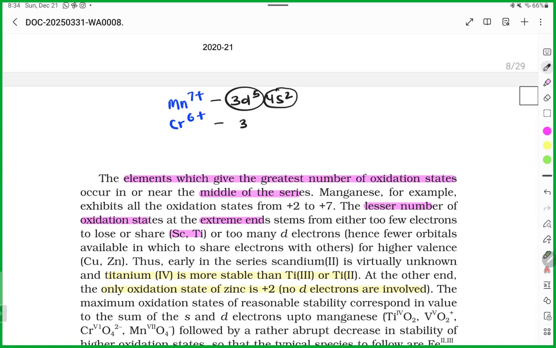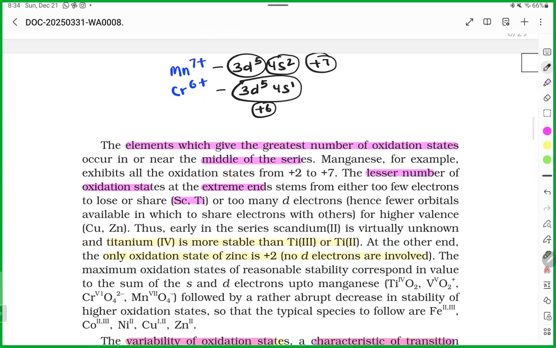Same here, 3d5 4s1. All six are unpaired. So that's why you can see here maximum +6, here maximum +7. Makes sense? Number of unpaired electrons. On the extreme end, it is less. Why? Because electrons are not available or all are paired.